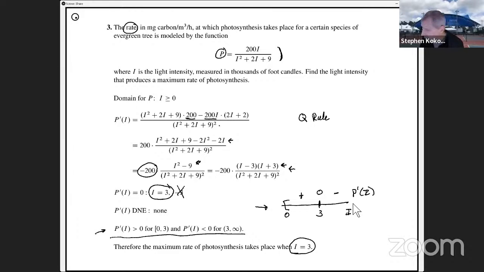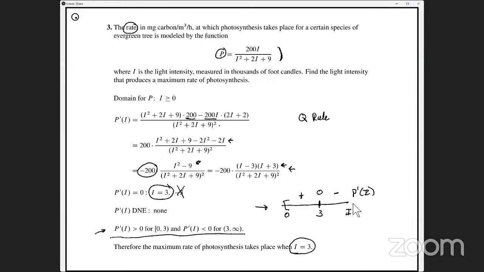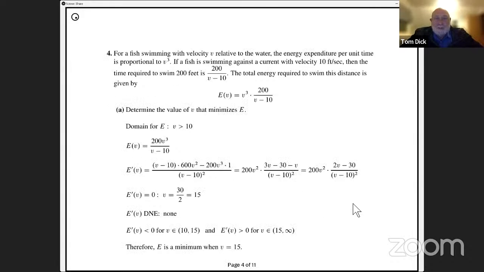Cool. Tom, any technology there? Should I try number 4? Oops. Uh-oh. Yeah, why don't you go ahead to number 4, Steve? That's okay. Fine. All right. Let's take a look at 4.